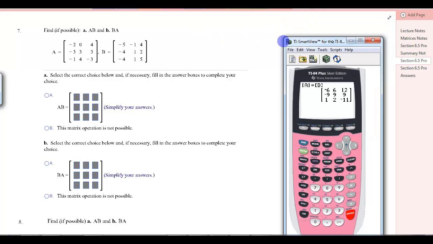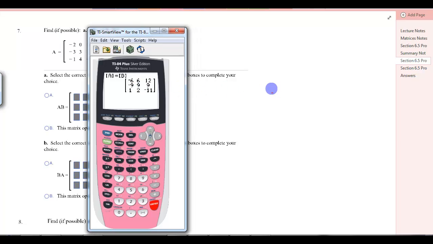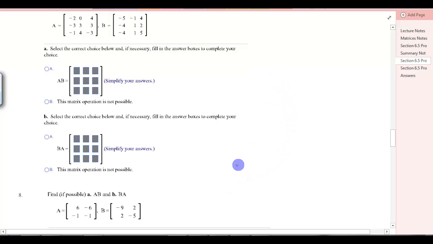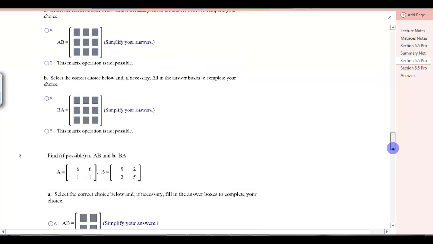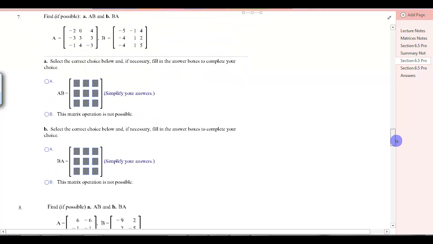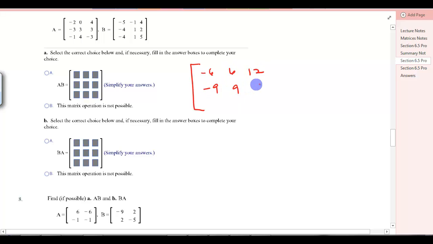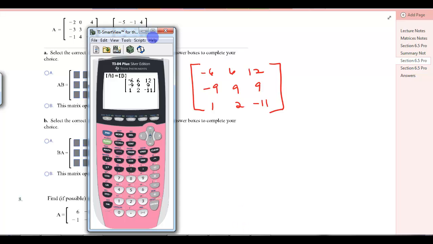Let's see if I can. Oh, it put it down there. Let me see. Try to fool with something here. Not going to let me do that. Okay. All right, I'll just write the numbers. So for this part, we had -6, 6, 12, -9, 9, 9, 1, 2, -11. Okay, so we did get that.